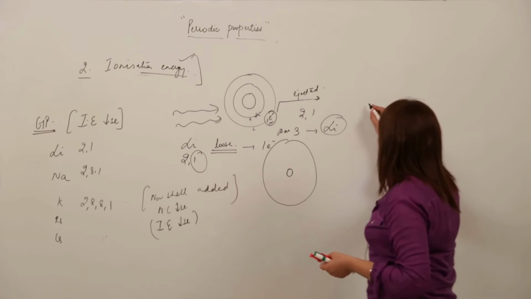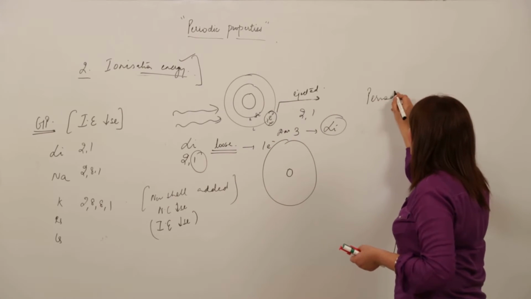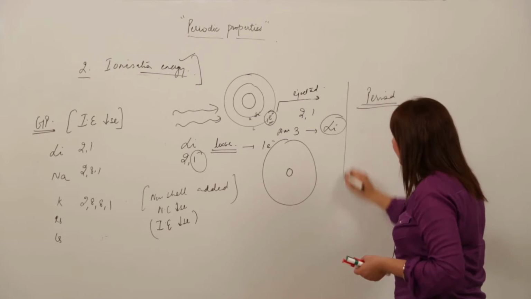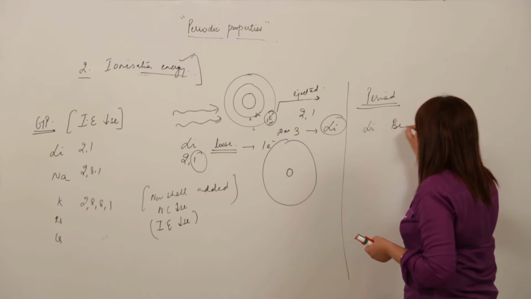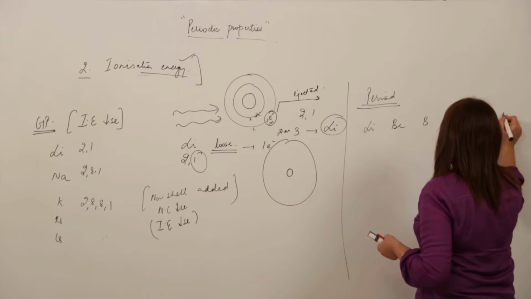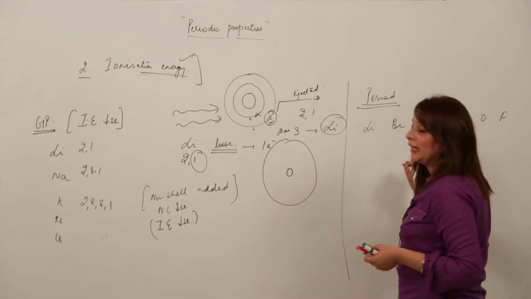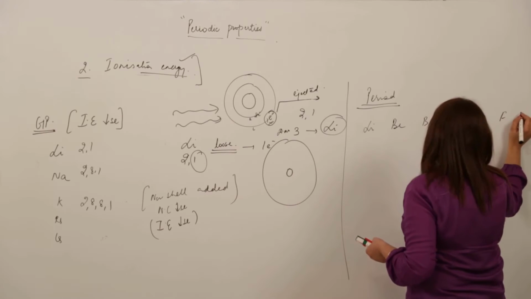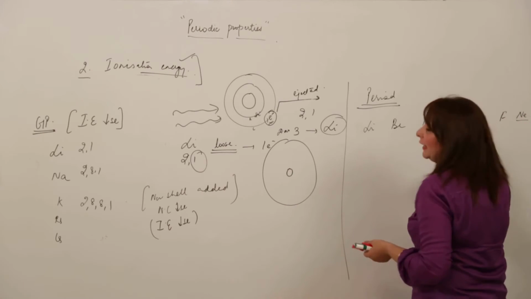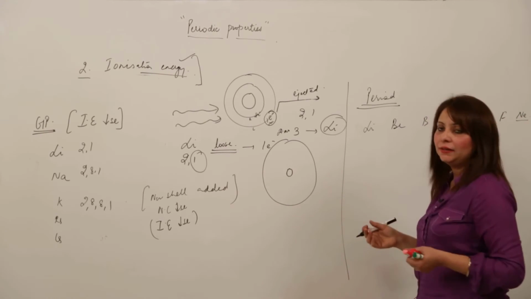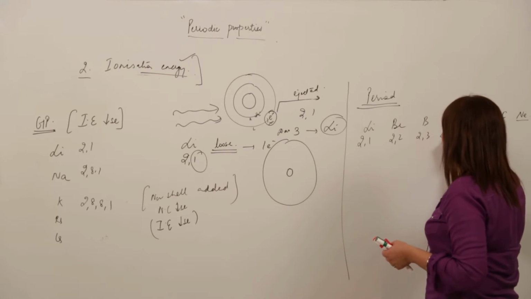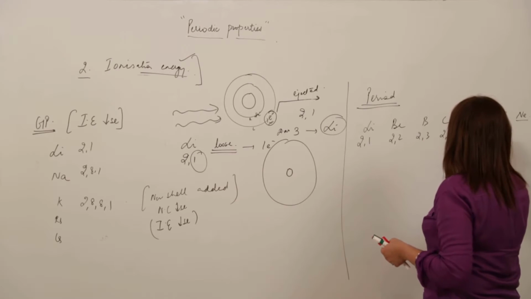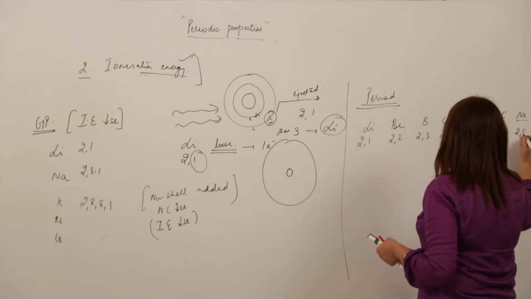Now taking into consideration what happens along a period. I am taking the same example, the second period: lithium, beryllium, boron, carbon, nitrogen, oxygen and fluorine. I am not writing the noble gas, but you can write it also, it is not a big deal. So I am writing the configuration. Again, you know how to write this configuration.